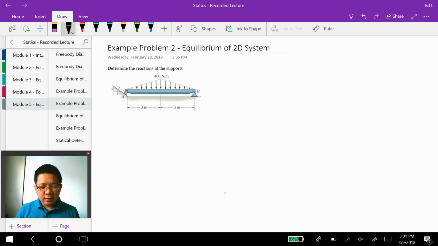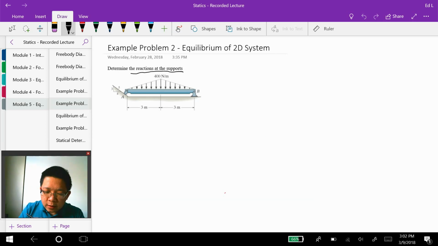Hi everyone, in this lecture we are going to discuss another example problem for equilibrium of a two-dimensional rigid body system. In these problems we have a beam that is simply supported, and when I say simply supported, the beam is supported using a pin and a roller or rocker. The objective of this problem is to find the reactions of the supports. Then let's identify what type of support is being used in this beam.